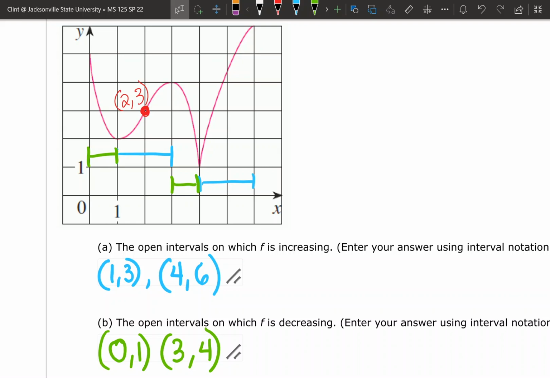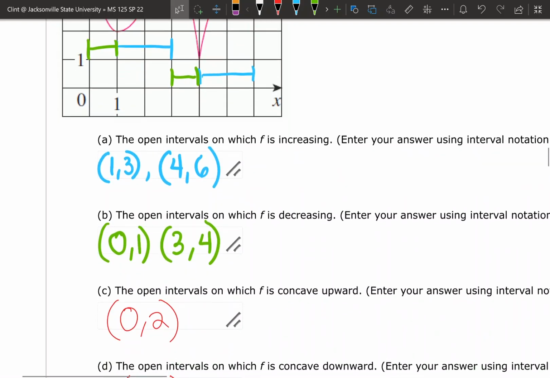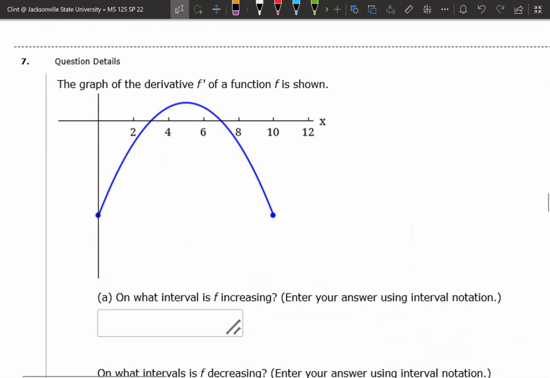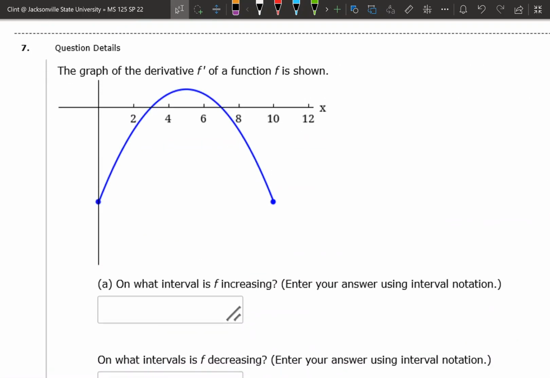Let's see. 7 gives us a graph of the derivative. So that's important. Make sure you realize that the graph we're given is of the derivative of f. And then it asks us what interval is our function increasing. So it's not asking where the derivative is increasing, it's asking where the original function is.